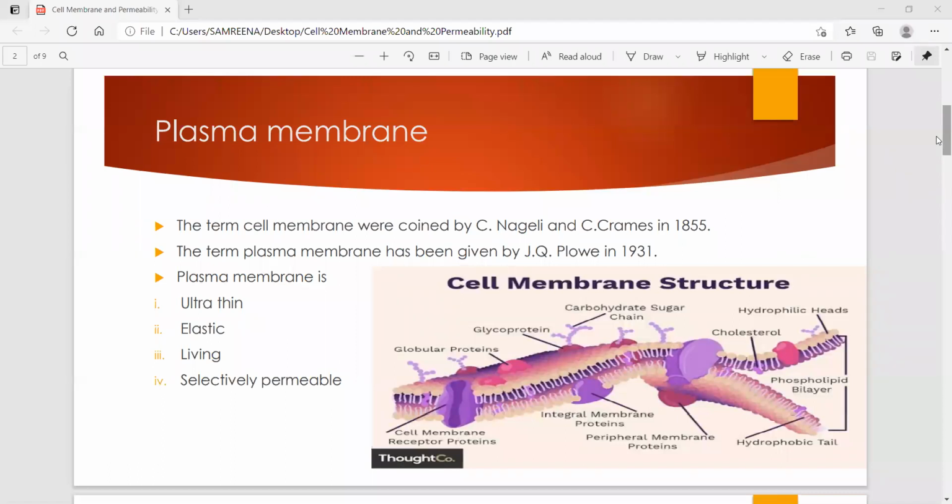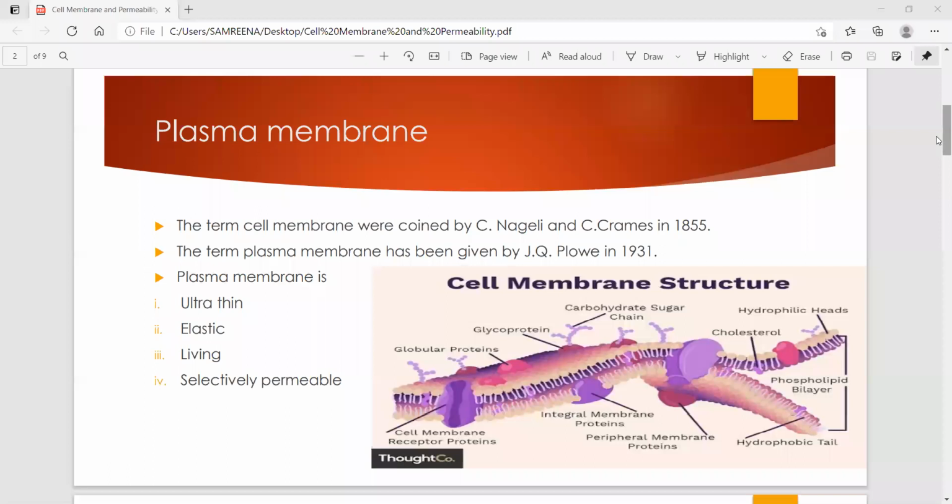The plasma membrane is ultra thin, very thin. It's elastic, which means it's stretchable. Living things grow, so the plasma membrane can also grow. The peculiarity of this plasma membrane is that it's semi-permeable or selectively permeable. It picks up molecules selectively, and then it transfers molecules from outside to inside the cell or from inside the cell to the outside.